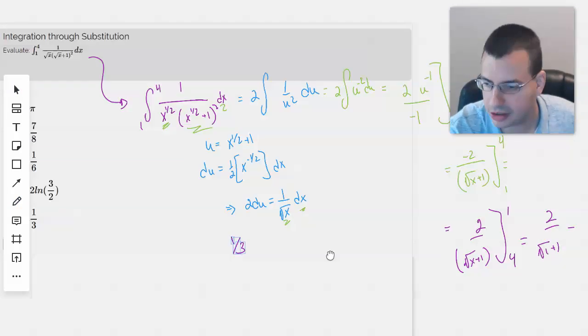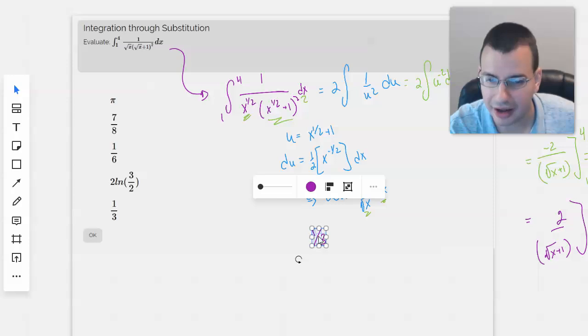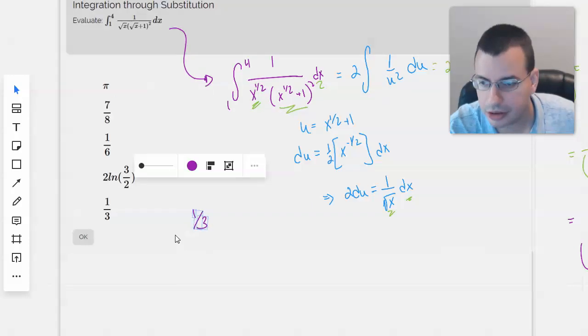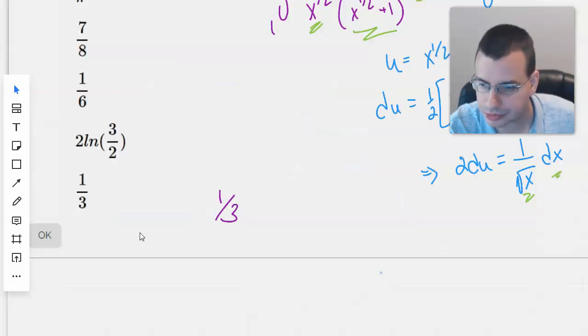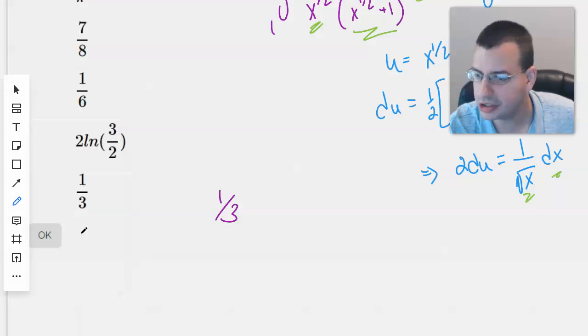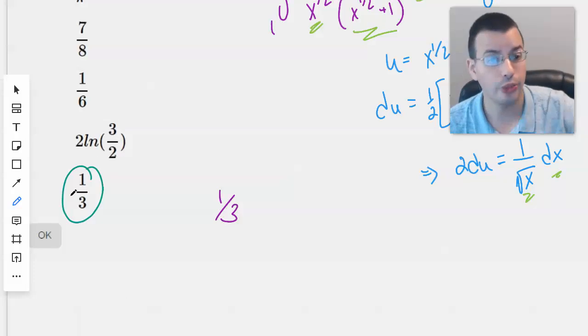Move this guy over here. See if, straighten slightly. There we go. And so then our answer here will be 1/3.